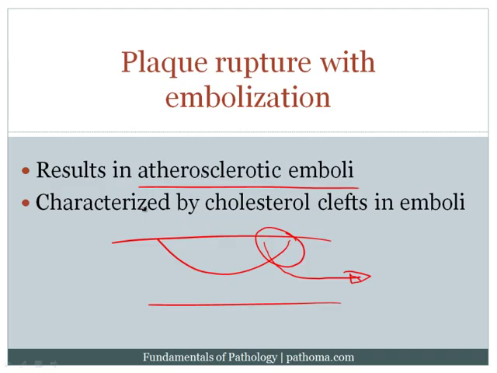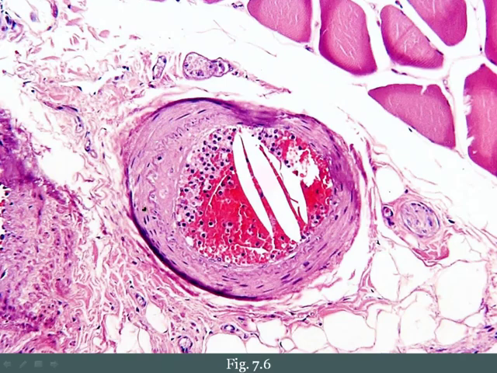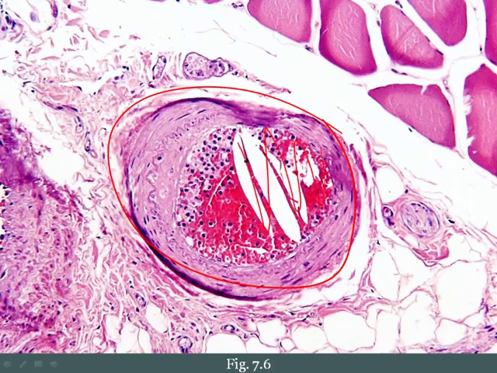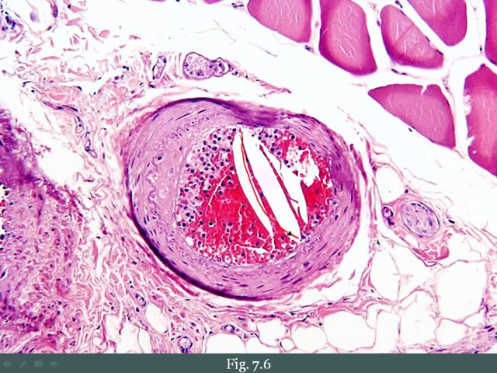And remember that the hallmark of atherosclerotic emboli are the presence of cholesterol clefts. Now here's a picture of that. This is a blood vessel. This blood vessel contains an atherosclerotic embolus. And the way by which you know that it's an atherosclerotic embolus is because you see these cholesterol clefts.